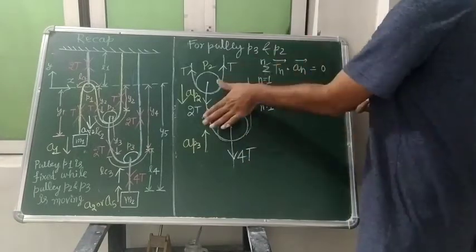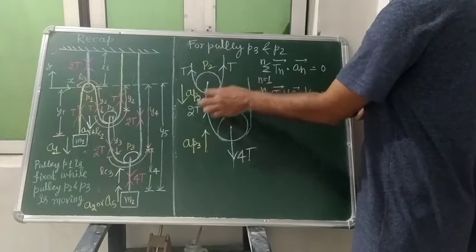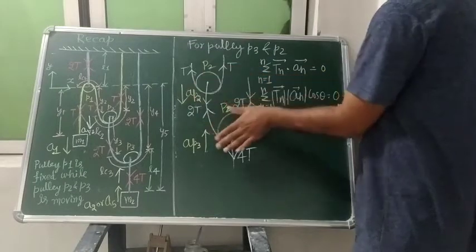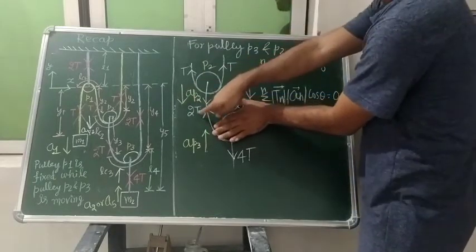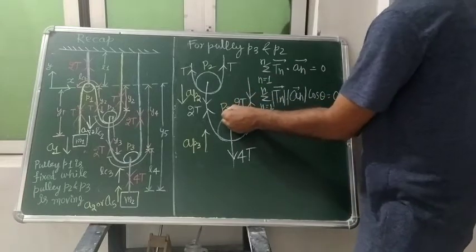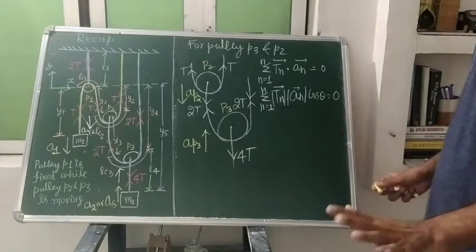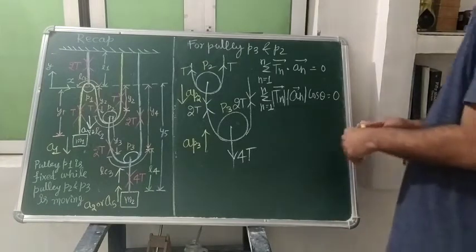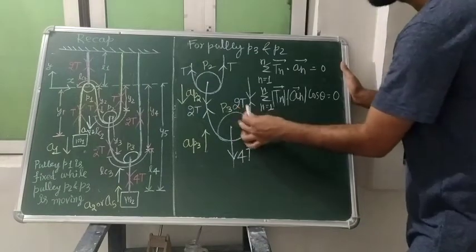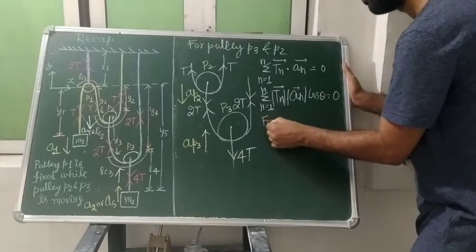If you select this P2, you will say that 2T tension is acting for pulley P2, and you will say the same 2T for pulley P3 as well. But the net tension acting is 4T. So keep that point in your mind, and this is the 4T. Our object of interest should be P3. So you can note this down.